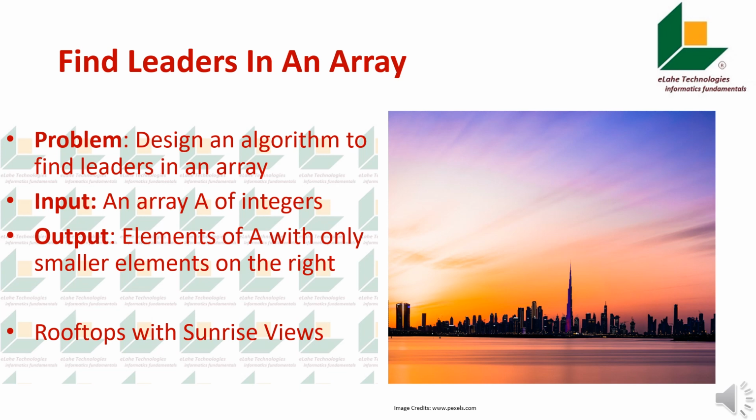The input to the problem is an array of integers. The output are the leaders in the array, that is, elements with only smaller elements to the right. An example is a row of buildings from west to east. Leaders are those buildings which are taller than the ones to the east. Therefore, rooftops of such buildings have good sunrise views.